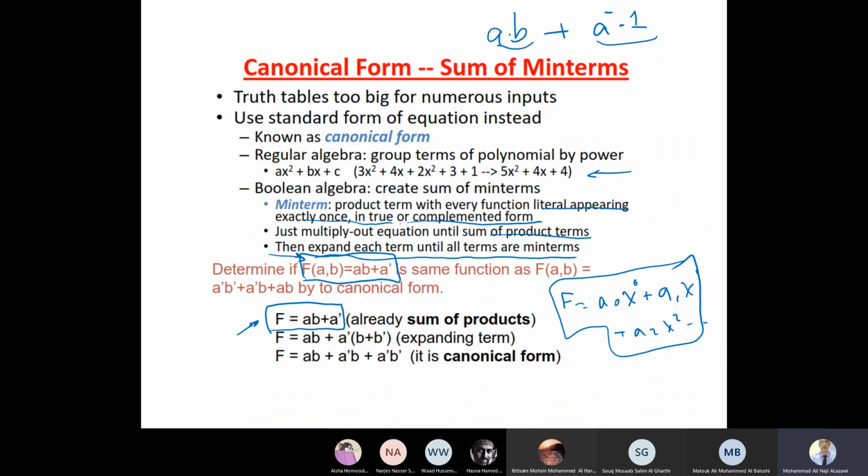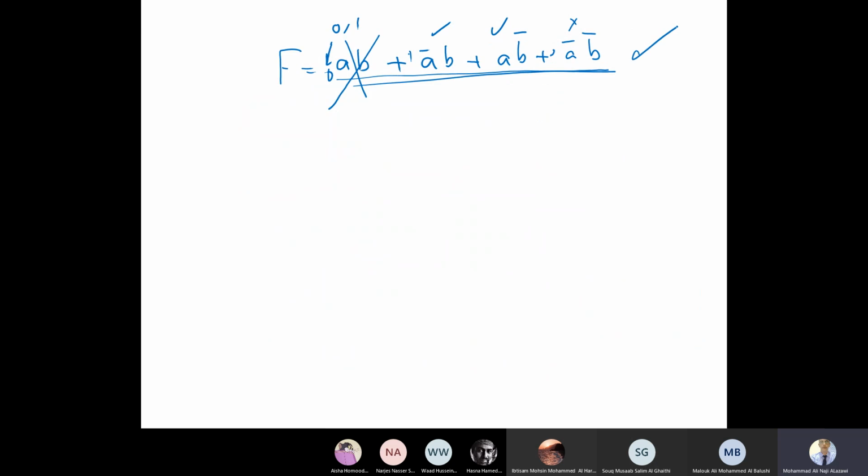Any terms or any equation that contains terms that are products, or ANDing process, and they are linked with an OR operation, then it's called sum of product. Every one of these is a product, any other things that we have are products, and the relationship between them is a sum. Now, how to convert it to a canonical form? The canonical form is this.